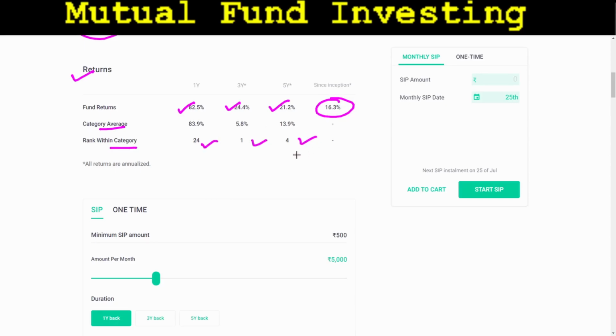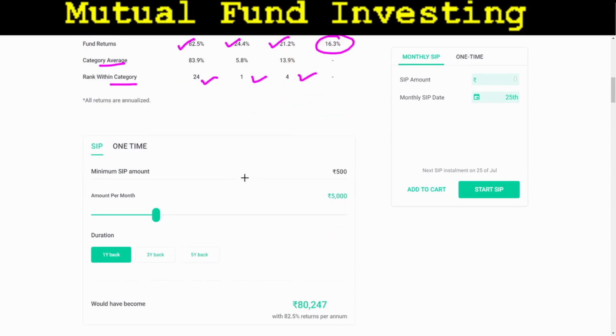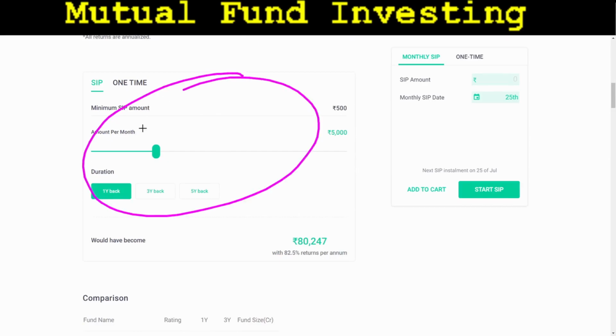So it seems in long-term investing, this fund has given better return and has better ranking. Going further below, this is a matrix which you can fill and check how much amount you would have invested how much time ago, and what would be the current amount and the current returns. This is a good feature to analyze past performance of any fund.